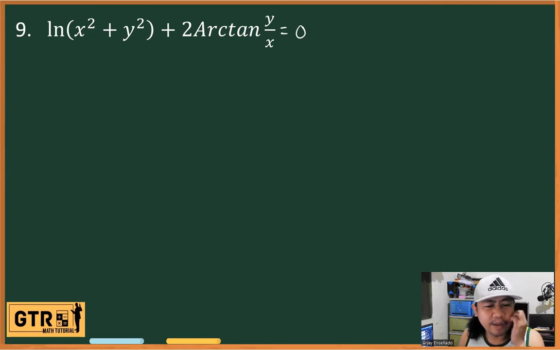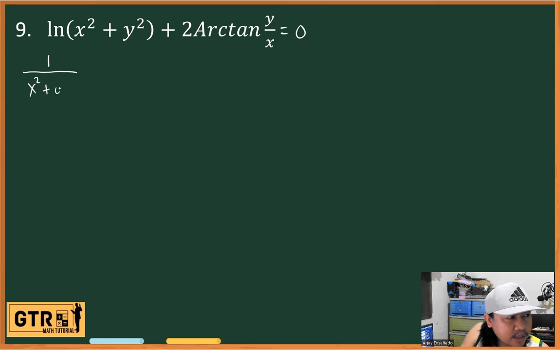Okay, so we have an implicit function. So we have x and y. It is hard to isolate the y. So implicit. So apply the implicit differentiation. For the first term, we apply the derivative of ln u. Our u is x squared plus y squared. So we have 1 over u, where u is x squared plus y squared.